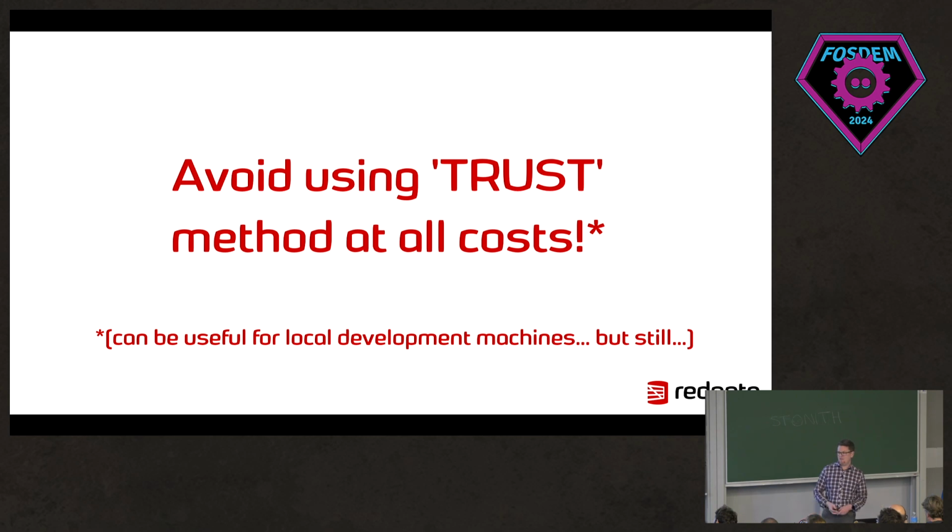So when it comes to methods, you've probably heard this if you've been around long enough, but trust still exists. Just avoid using trust, really at all costs. What that means is, on that machine, if the host and the user matches, you're in. You just trust it and move forward. It's not terribly secure, right?